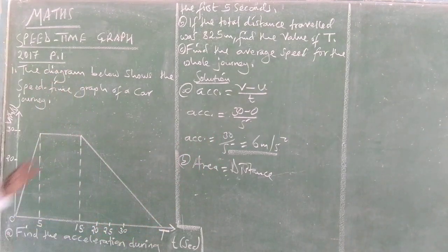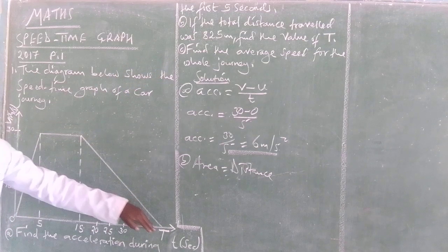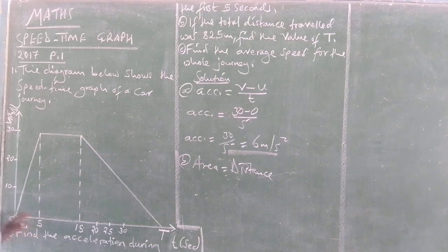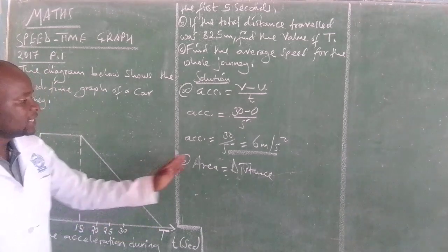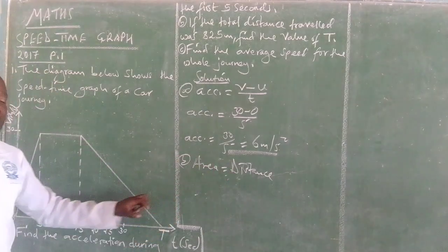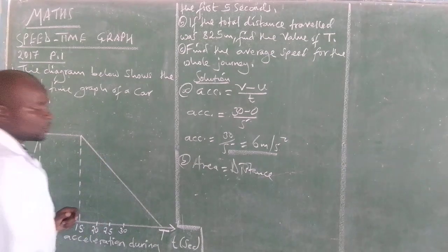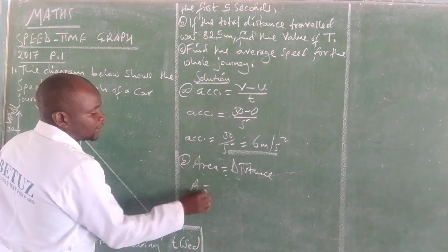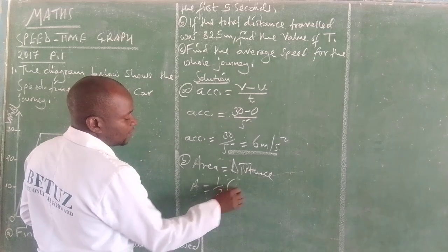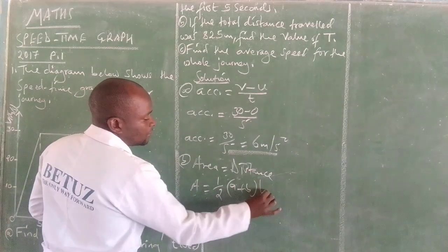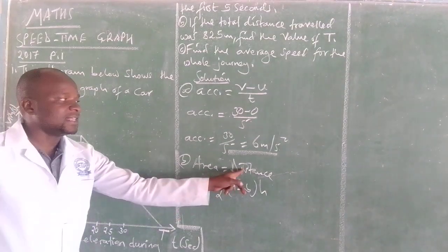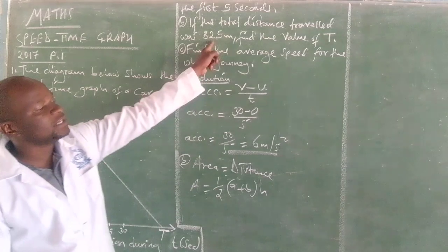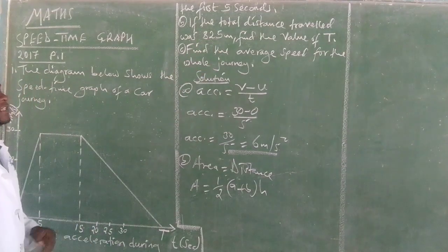To find the value of t, we consider the shape formed by the journey of the car. Looking at the shape, it is actually a trapezium. Since the area is equal to distance, we bring in the formula for the area of a trapezium, which is area equals 1/2 in brackets a plus b, multiplied by the height. Area is the same as distance, so we put the distance given, which is 825.